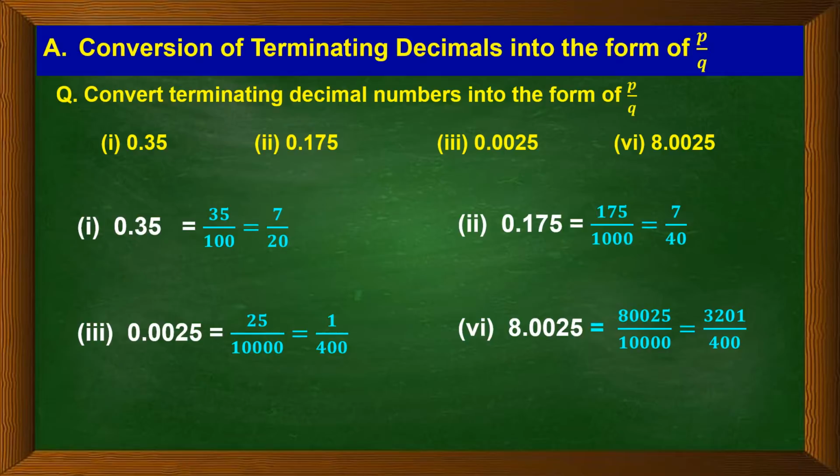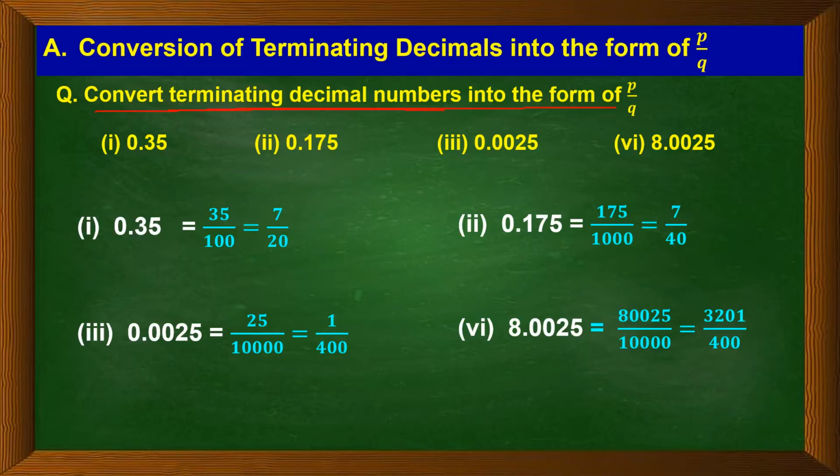Now first of all, let us start with conversion of terminating decimals into the form of p by q. Let us take up a question to understand it. Convert terminating decimal numbers into the form of p by q. Now there are four parts to this question, and each part contains a terminating decimal number which we have to convert into the form of p by q. That means we have to write it in the form of a rational number of the form p by q.